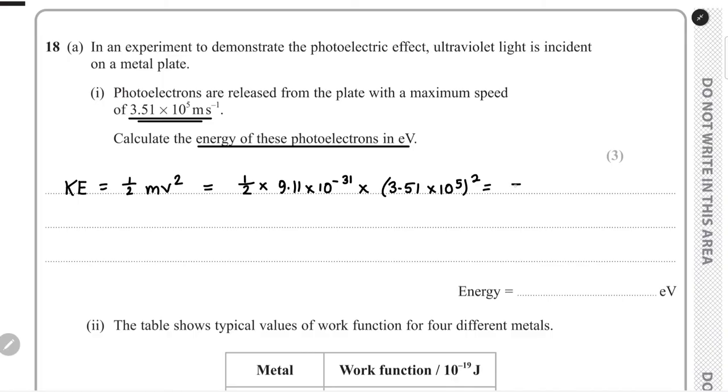The kinetic energy comes out to be 5.60 into 10 to the power -20 joules. Now we have to convert this into electron volt. To convert this into electron volt, we have to divide by the charge of an electron, which is 1.6 into 10 to the power -19. We get the value in electron volt like this. This is 0.35 electron volts.